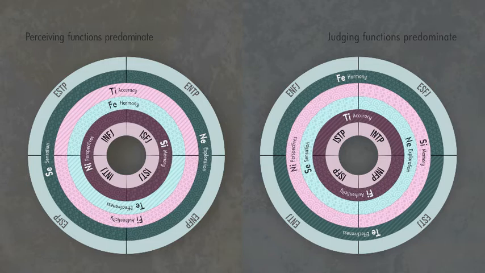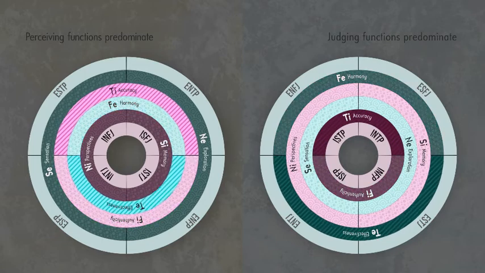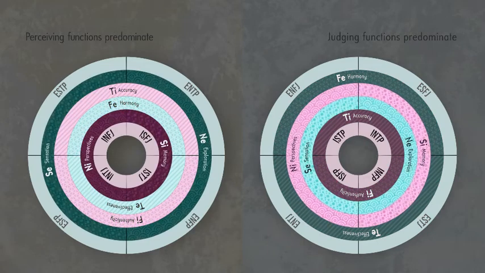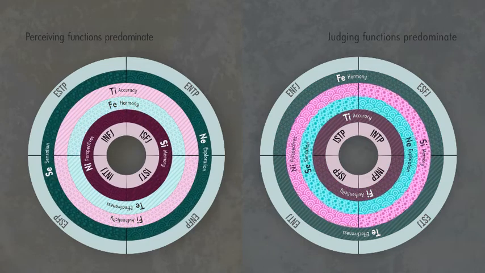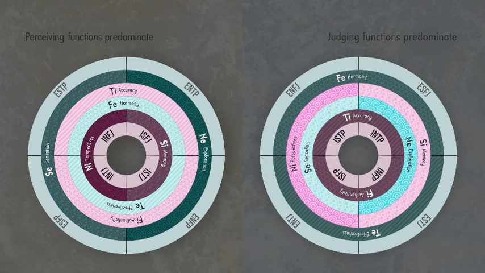From their website I also got the names for the functions. The functions are visually coded as follows. Patterns for judging functions have straight shapes: thinking has a stripe pattern, and feeling has a triangular pattern. Patterns for perceiving functions have round shapes: sensing has a dotted pattern, and intuiting has a circular pattern.